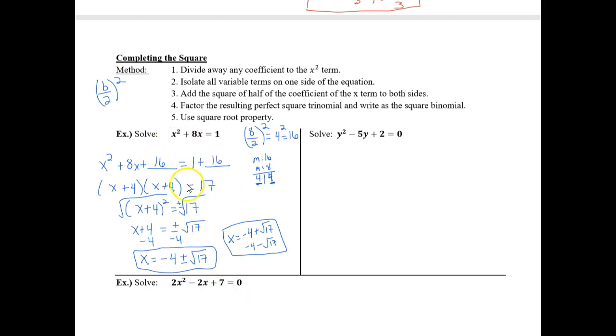Sometimes they're not always as neat and tidy as this one was. And on this one down here, you need to get rid of that 7, right? We just want the variable terms on the left-hand side, and you need to divide away this leading coefficient. We don't want anything next to the x when we try to complete the square.